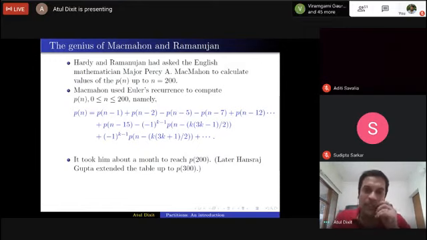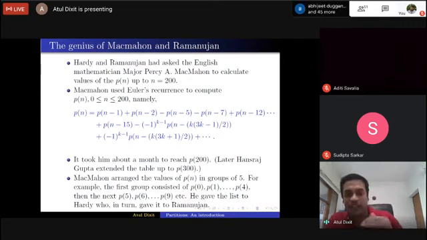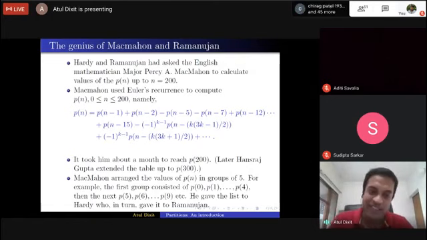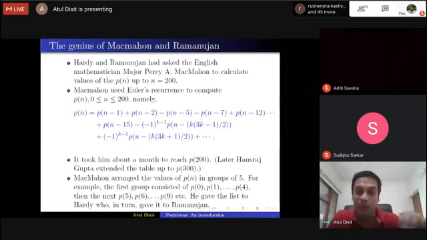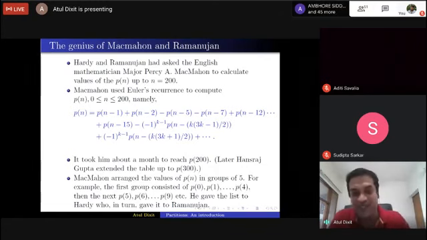So McMahon took about a month to calculate P of 200, and what McMahon did was he wrote the values of P of n in groups of 5. For example, he had P of 0, P of 1, P of 2, P of 3, P of 4, then he put a line. Then he started with P of 5, P of 6, so on up to P of 9, he put a line, and so on. And then he gave the list to Hardy, who gave it to Ramanujan. So the list was with McMahon, who prepared it. The list was also given to Hardy. He had it in his possession for a few days. And then it was given to Ramanujan.